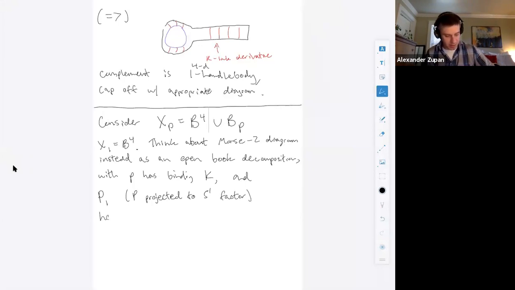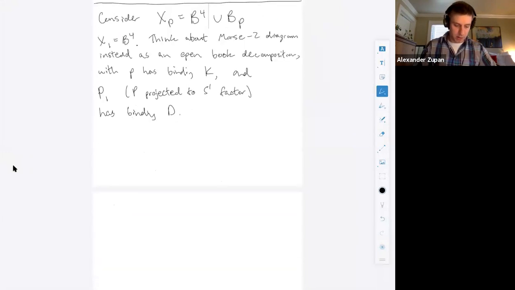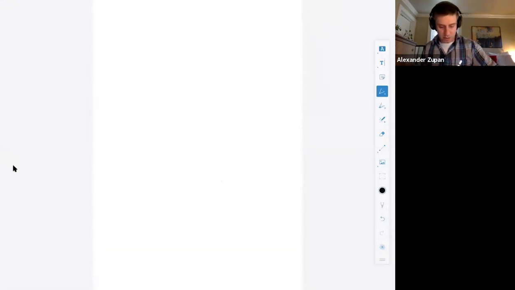And P1, so this has binding a handle ribbon disk D. This is a really hard construction for me to visualize, and so I don't think I'm going to say too much more about it, but all of the details are in our paper. And once we do that, we can think about lifting regions to sectors in a trisection.